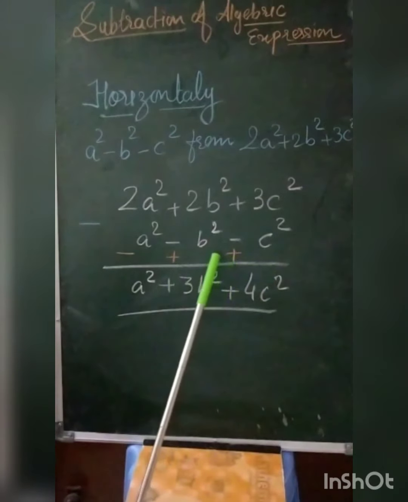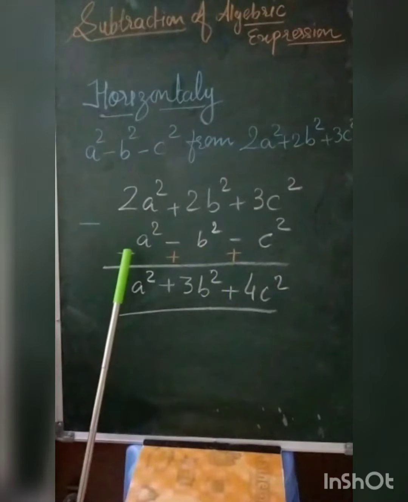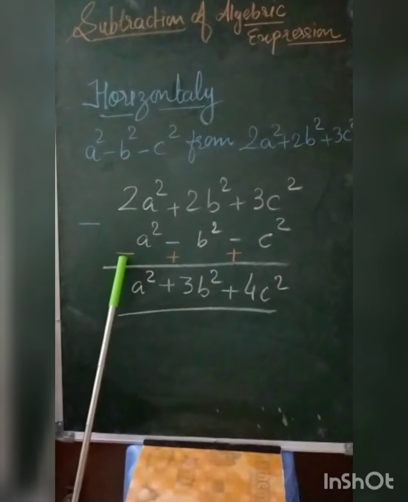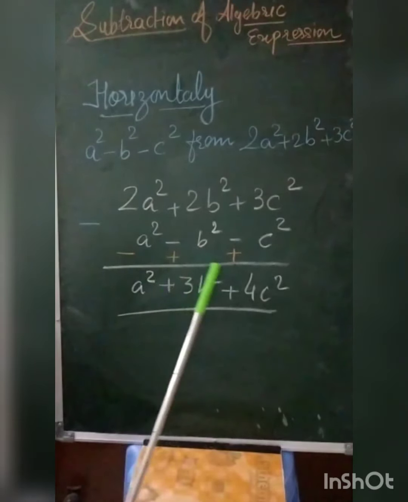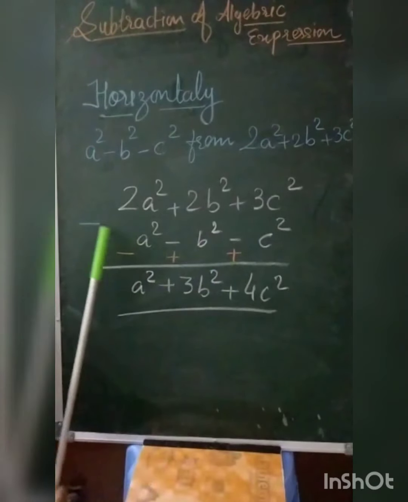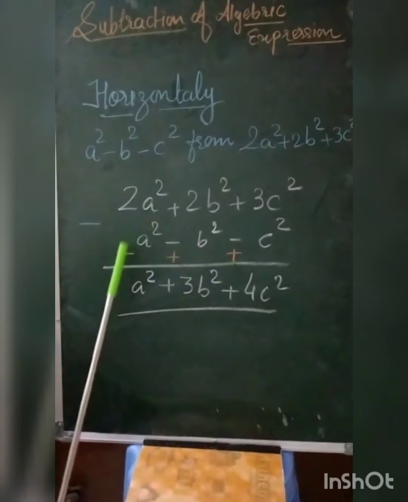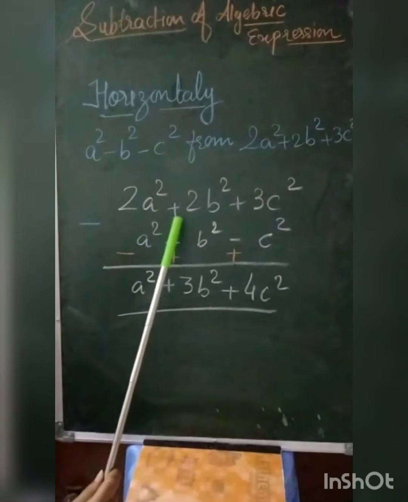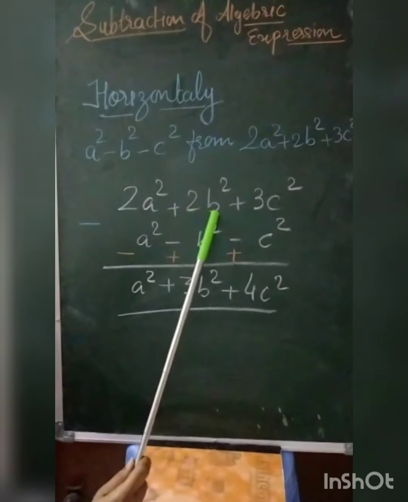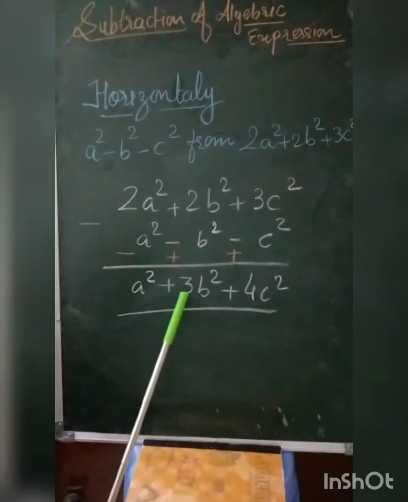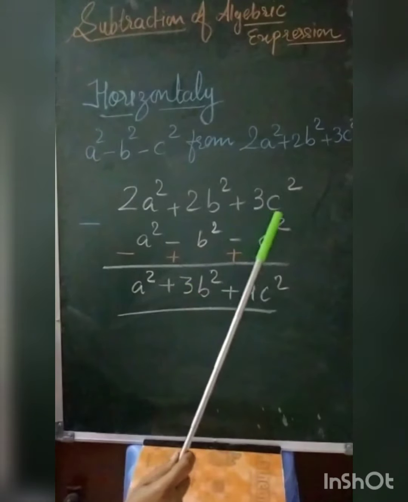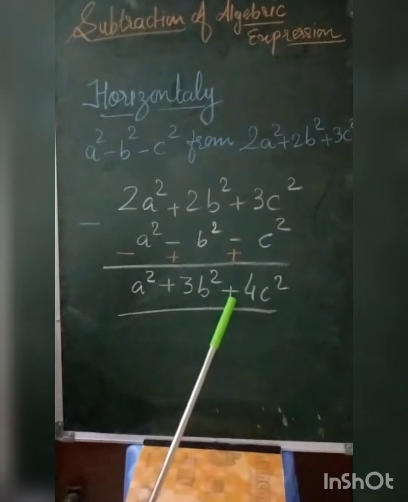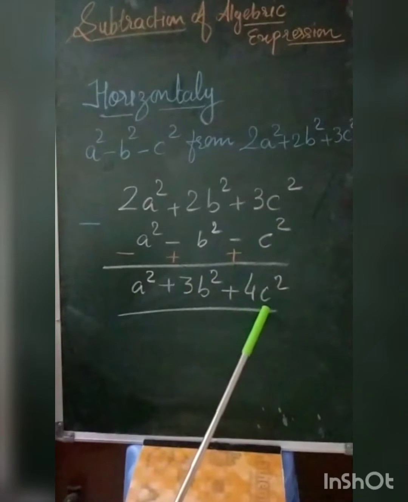When we have to do the addition or subtraction of the terms, we have to consider this sign which we have converted. So here we have 2a square minus a square. So 2 minus 1 is a square. Now next is plus 2b square plus b square. So it will become 2 plus 1, 3b square, and 3c square plus c square. So it will become 4c square.